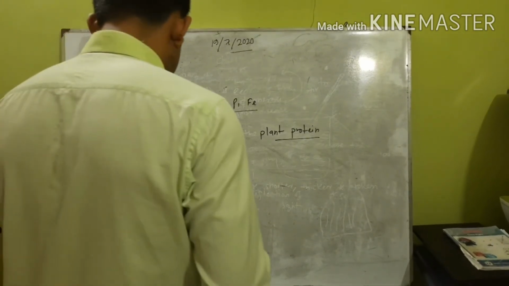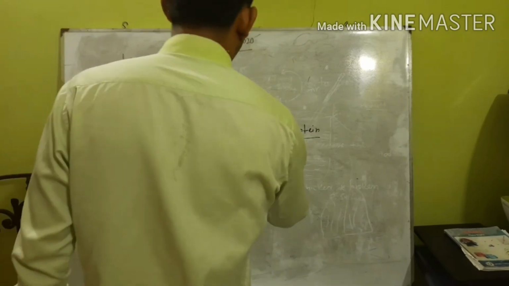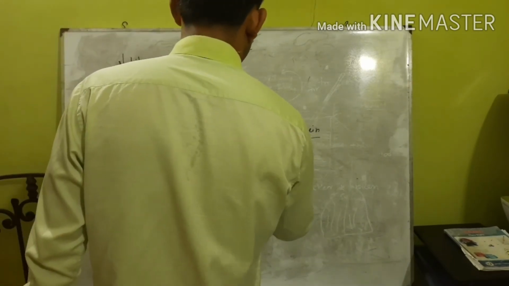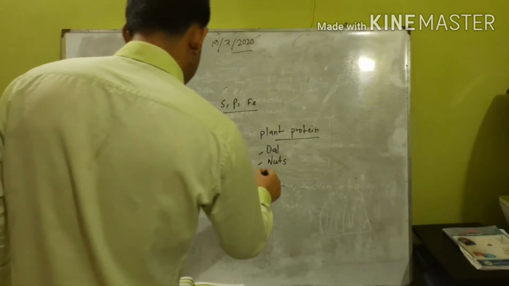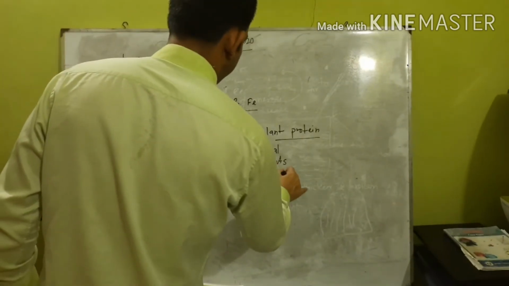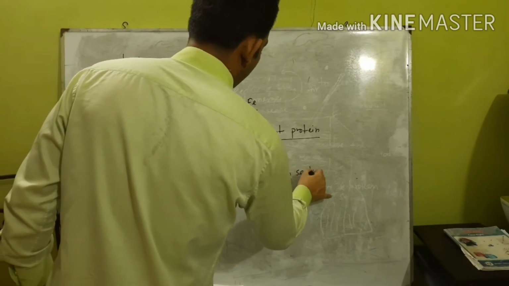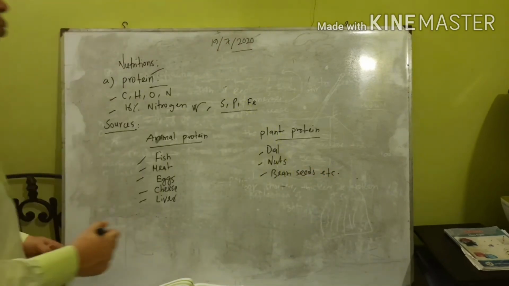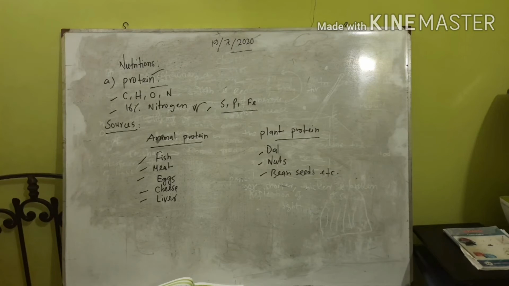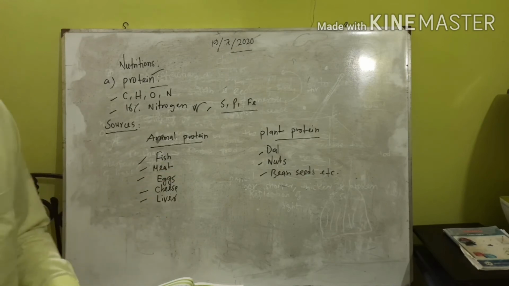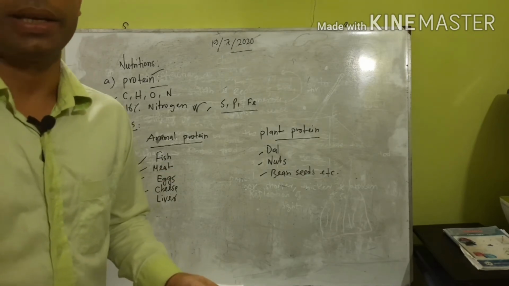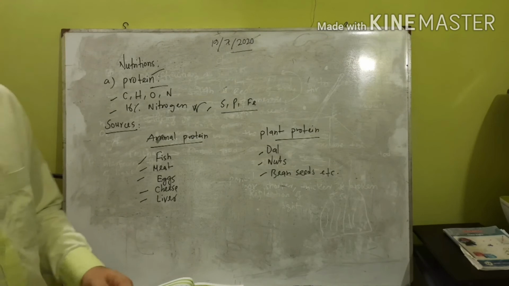In the case of plant protein, we know that dal, pulses, nuts, bean seeds, I just write in short form, etc. That means, if we go through understanding what the sources of protein are: if it is animal protein, that is fish, meat, eggs, cheese, liver, and plant protein, dal, nuts, bean seeds, etc. Okay. So these are the sources of protein.